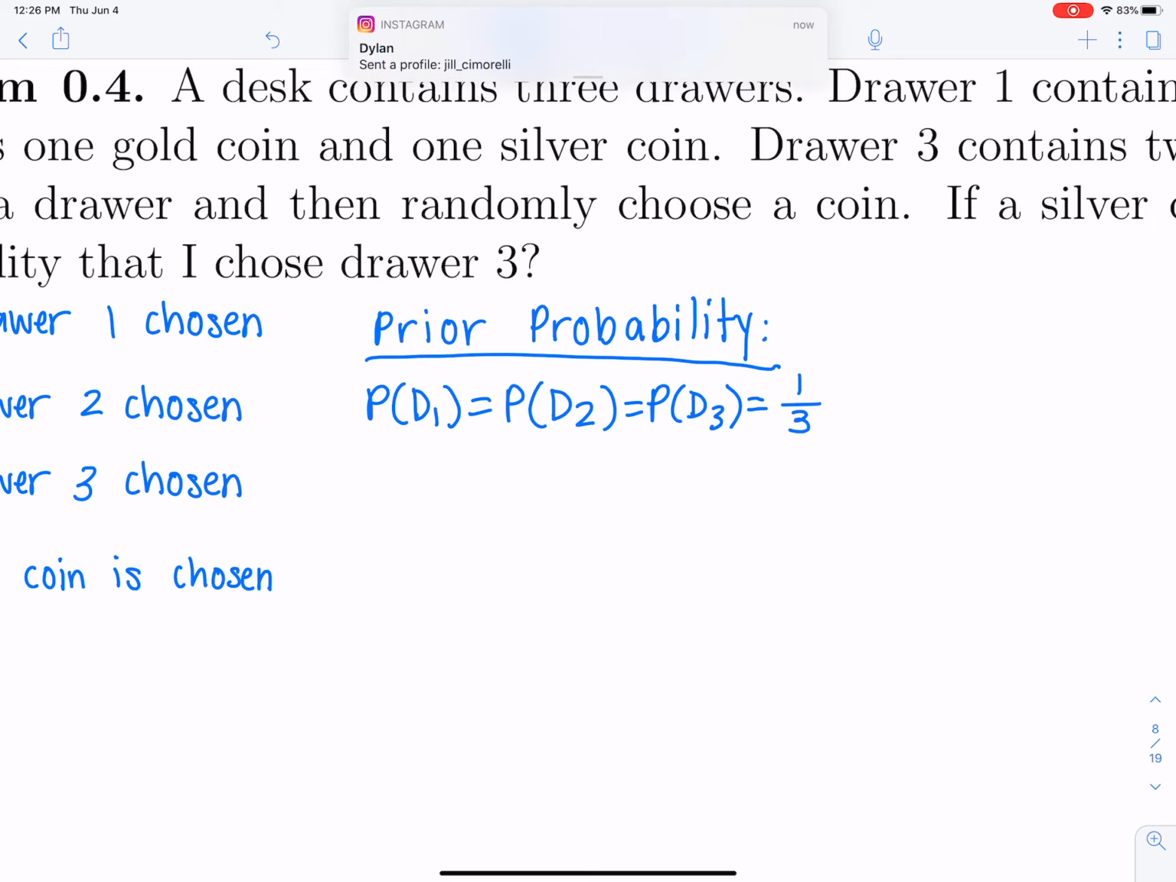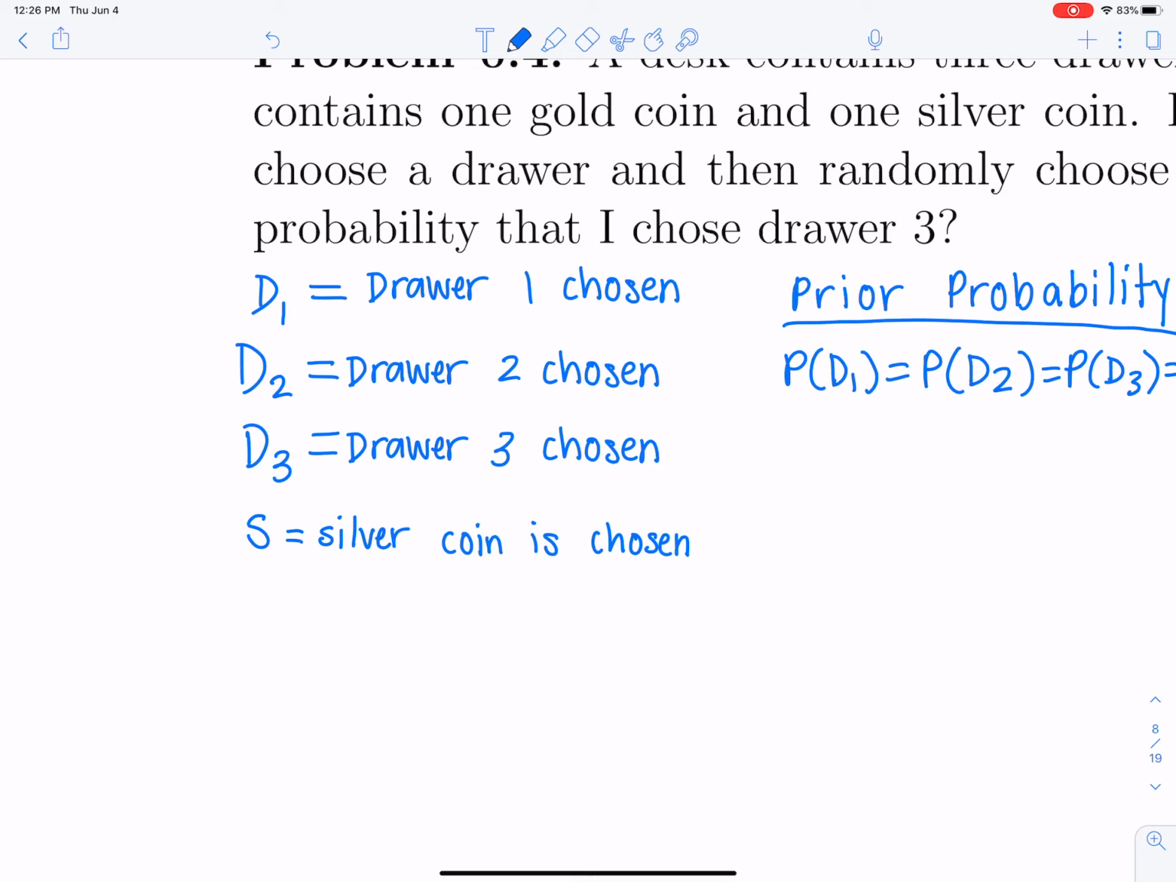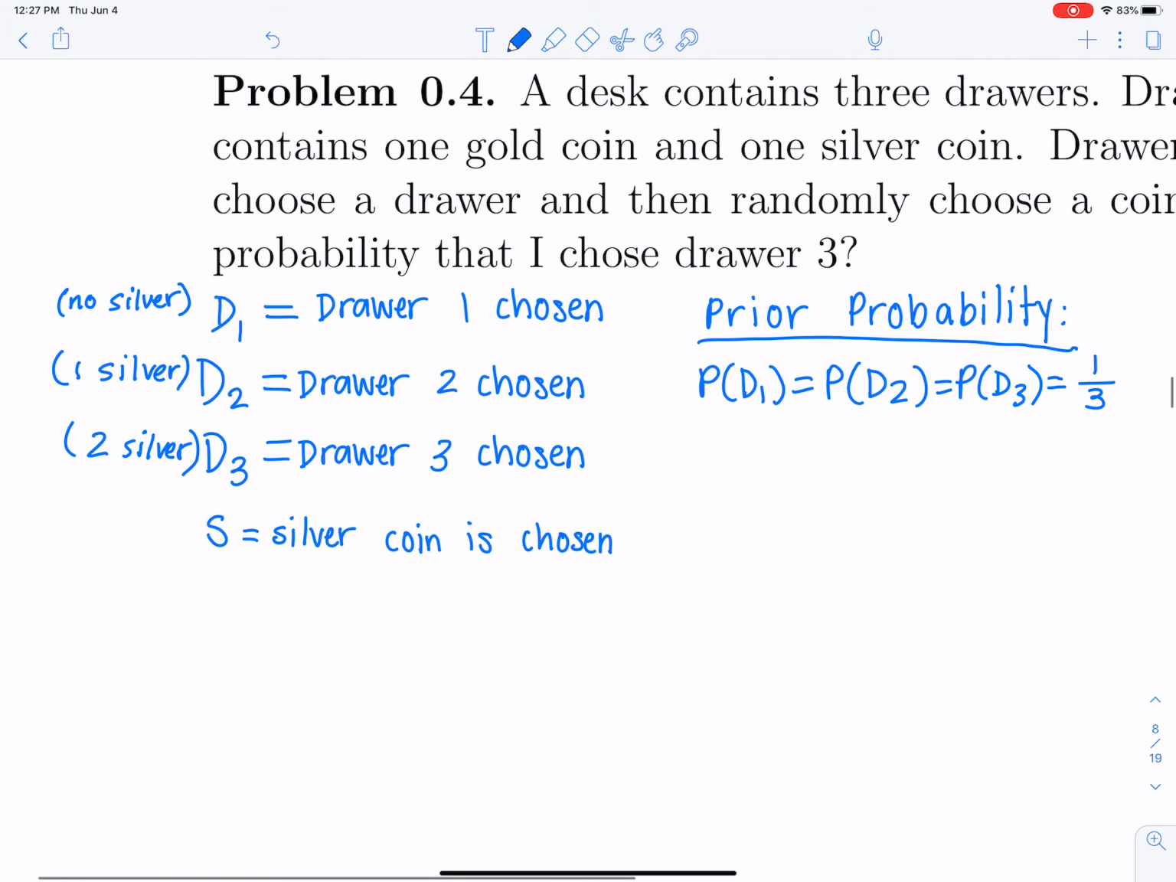So let's remember, we only care about silver coins. So let's talk about only the drawers with silver coins. We know drawer 1 has no silver coins, so I'm just going to say no silver. We know that drawer 2 has 1 silver coin, and we know that drawer 3 has 2 silver coins. So right off the bat, you have to know that if we did choose a silver coin, we probably did not choose drawer 1.